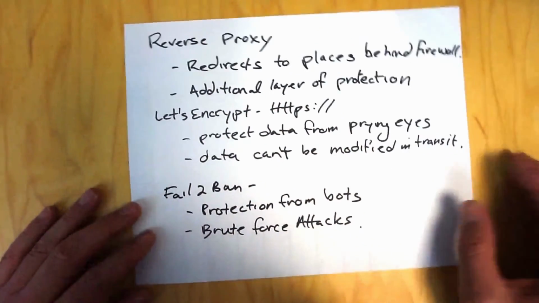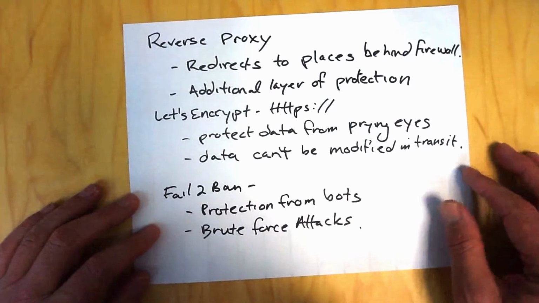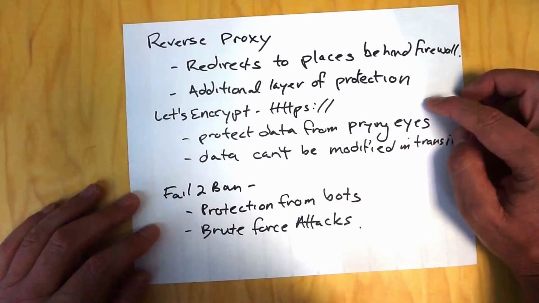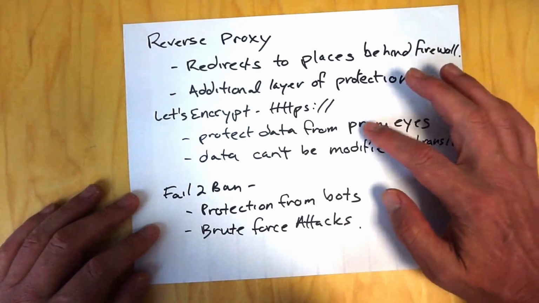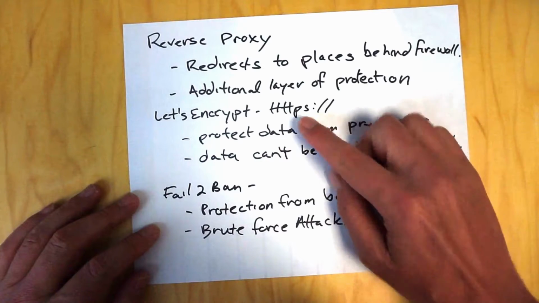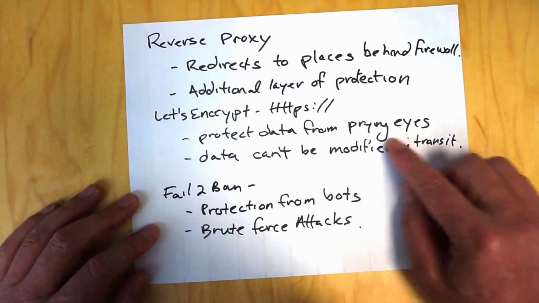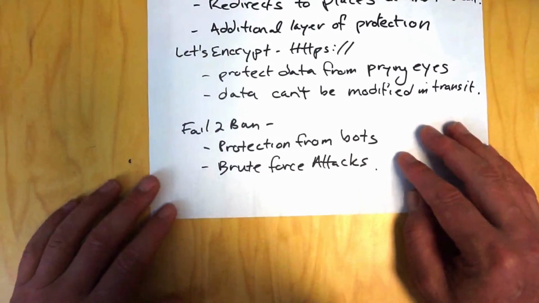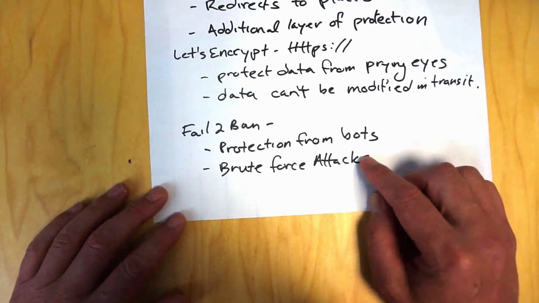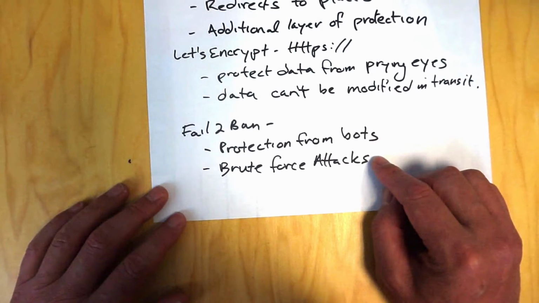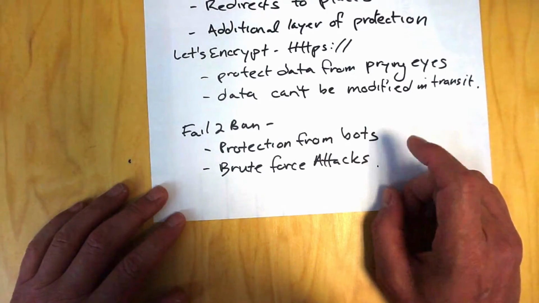So what a reverse proxy does is it redirects to places behind the firewall and adds an additional layer of protection. The Letsencrypt gives us the HTTPS, and what that does is protects our data from prying eyes, and data can't be modified in transit. This container also has in it something called Fail2ban, which protects from bots and brute force attacks on our password.